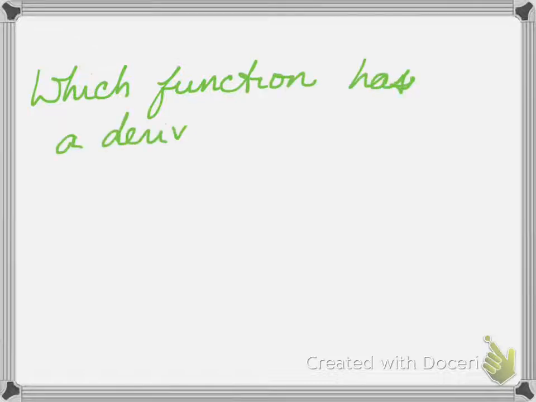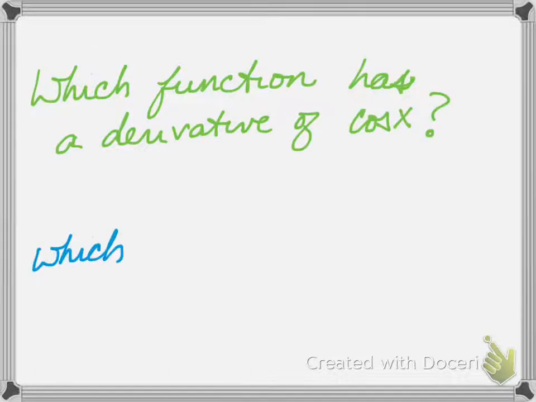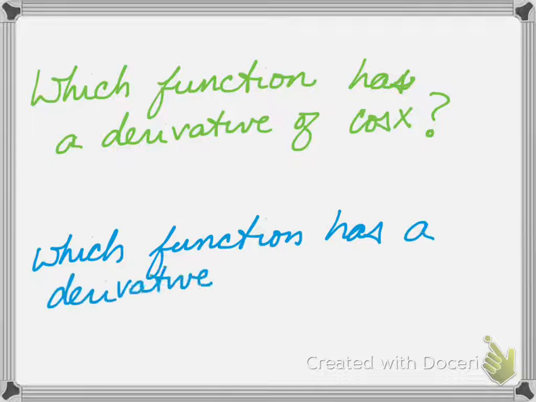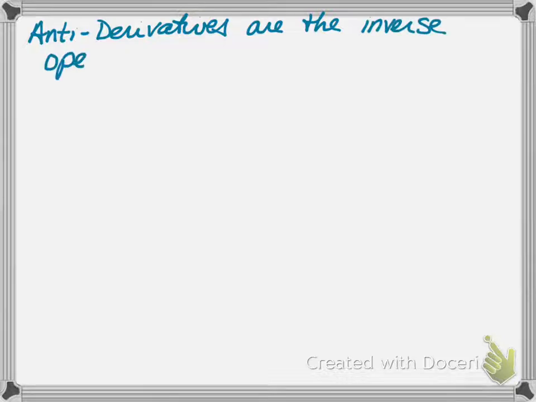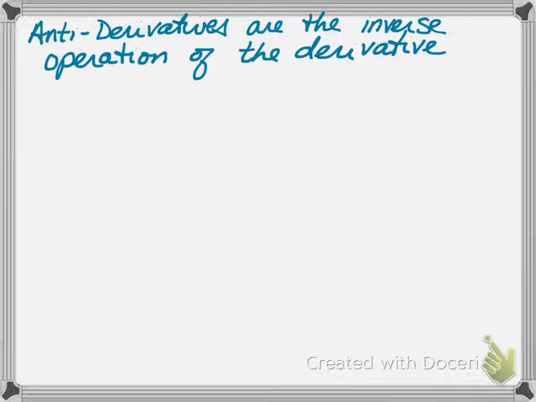In this lesson, we are going to be answering questions like, which function has a derivative of cosine of x? Which function has a derivative of 2 times x? These are called antiderivatives. Antiderivatives are the inverse operation of taking the derivative, so they undo taking a derivative.